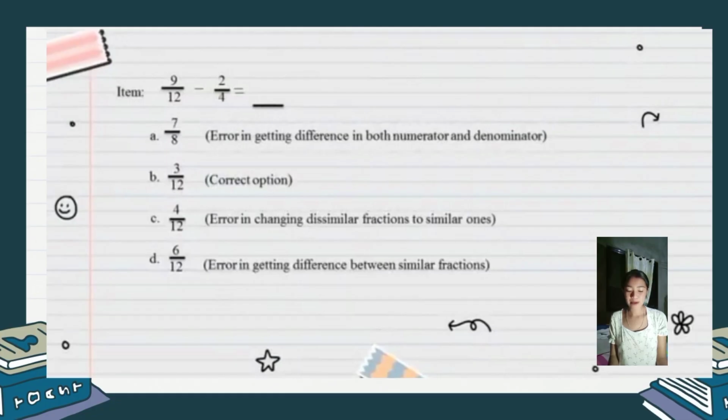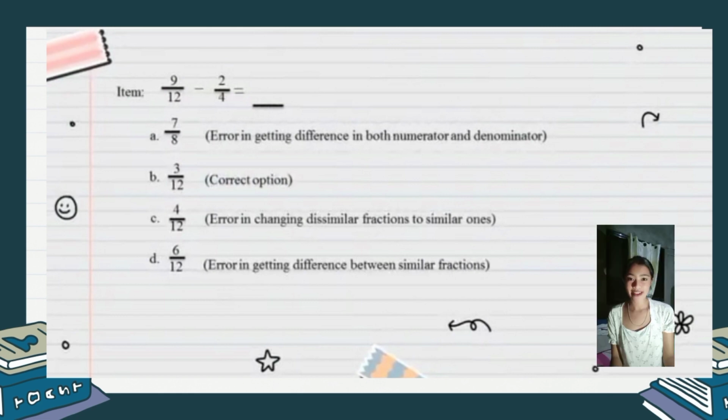So this is a simple illustration. The item is 9 over 12 minus 2 over 4 is equal to blank. The possible answers of the students are: A, 7 over 8. The error is getting differences in both numerator and denominator. B, 3 over 12, which is the correct option. C is 4 over 12. The error is changing the similar fractions to similar ones. D, 6 over 12. The error is getting differences between similar fractions.